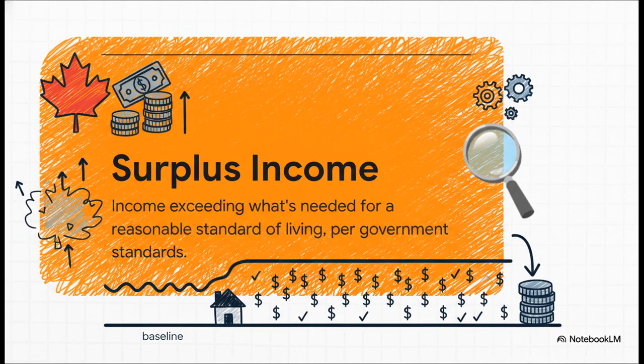So here it is, the official definition. But let's make it simpler. Think of it like this. The government sets a baseline, a threshold, for what a household of your size needs for a reasonable standard of living. Any money your household earns above that line is considered surplus income. Your payments are then calculated based on a piece of that surplus.